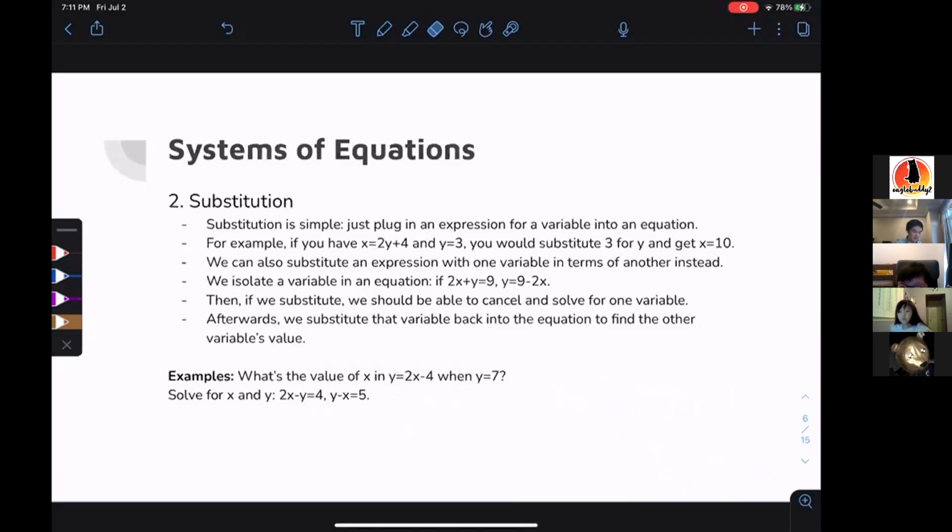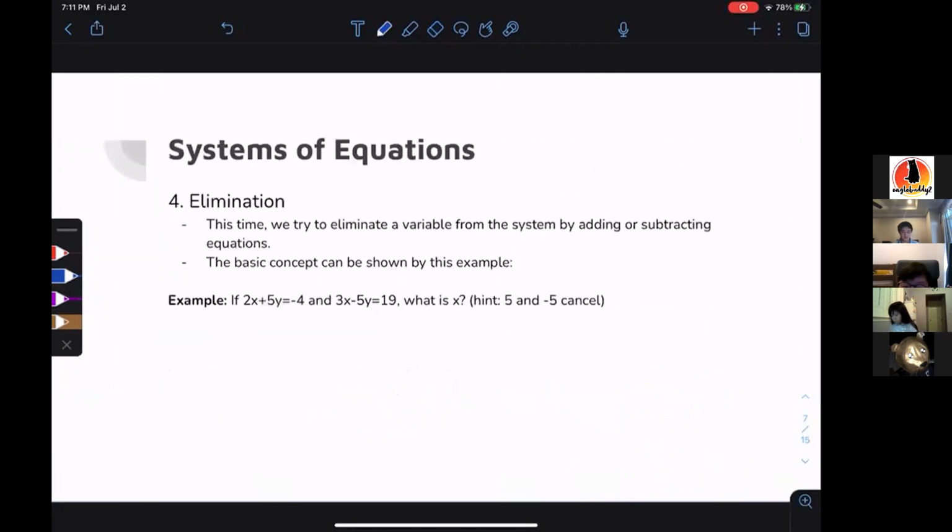These are pretty simple examples, so we'll move on to more. The next thing we're going to talk about is elimination. This time you try to eliminate a variable from the system by adding or subtracting equations. The basic concept can be shown by this example. If 2x plus 5y is negative 4 and 3x minus 5y is 19, what is x? I'll let all of you work on this. As a hint, you see a 5 and a negative 5 in this problem, and those two numbers cancel when you add them. After you're done, you can just send me your value of x. I'll give everybody a minute.